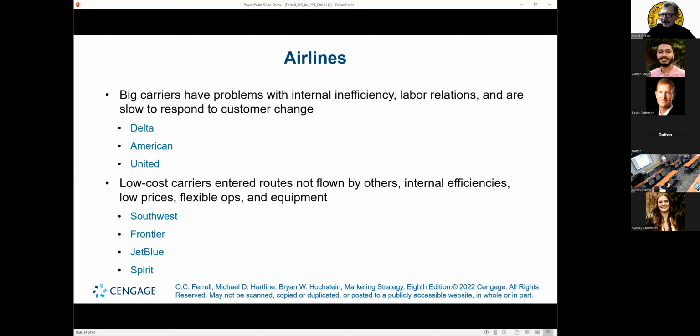No lie. Now, the problem with that, of course, is you have to be an individual who can fly at a moment's notice, and there's not that many people out there. But these are examples of strategic advantages built around their assets.